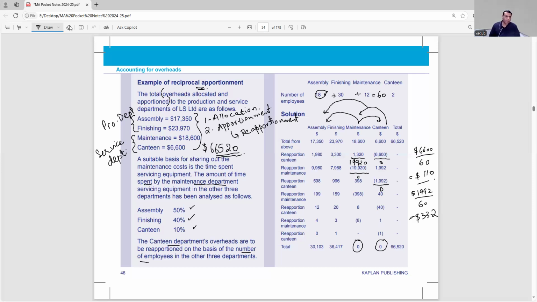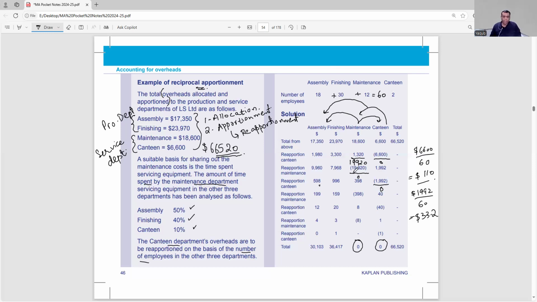And this $33.2 is multiplied with the number of employees for each department. So 33.2 is multiplied by 18. We have 597.6, so we can round it to 598. Similarly, if we multiply this 33.2 with the 30 employees of the finishing, we have 996. And lastly, if we multiply 33.2 with the 12 employees of maintenance, you will get this answer of 398. So this is called reapportionment.